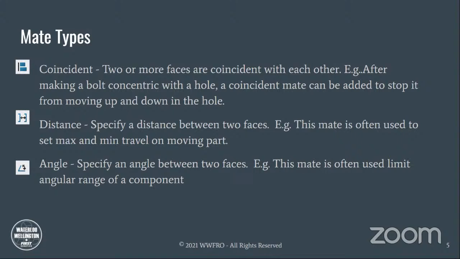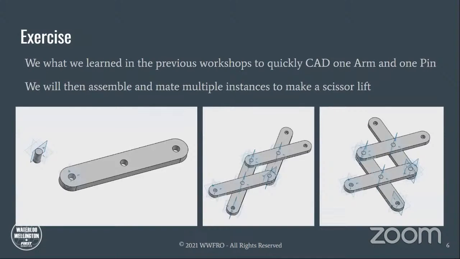And same goes for angle. With angle, we often use that for the limits, so we can't overextend, hyperextend, or collapse something too far. So what we'll do in the live exercise, we'll make a little arm plate with 3 holes in it and a pin, and we'll assemble those together and make kind of a scissor lift.